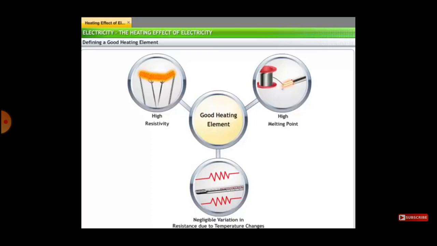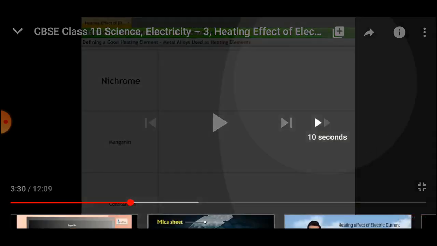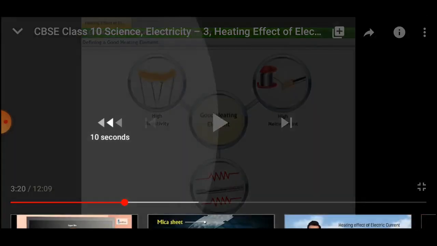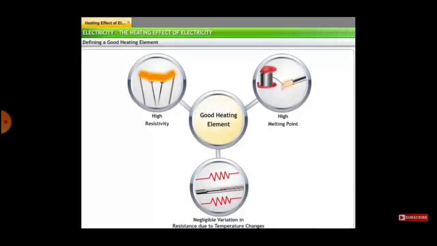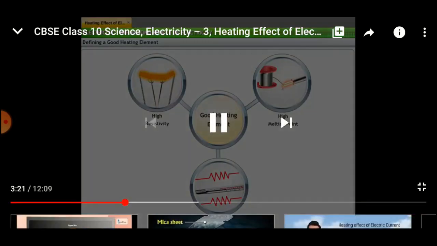This is because when a high amount of heat energy is produced, the filament should not melt, so it should have a high melting point, and this should not vary with the temperature. The resistance of the conductor should not vary with the temperature. So these are the properties of a good heating element.